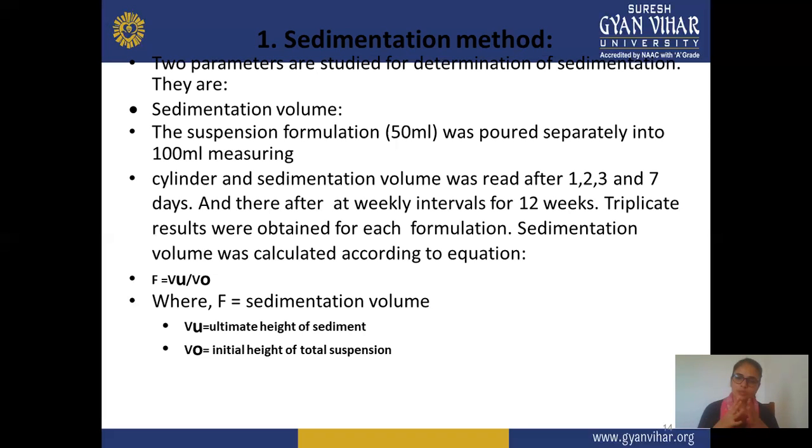You take a 50 ml suspension and add it to a 100 ml measuring cylinder. After adding it, you check how much particle gets suspended in the measuring cylinder, and note it down every single day. You observe every week, up to 12 weeks. Triplet readings are required, and you calculate the sedimentation ratio or sedimentation volume with the help of this formula.